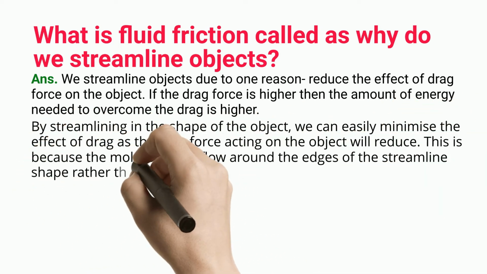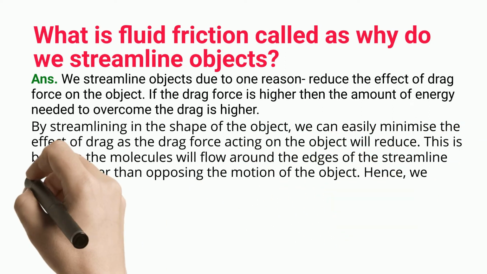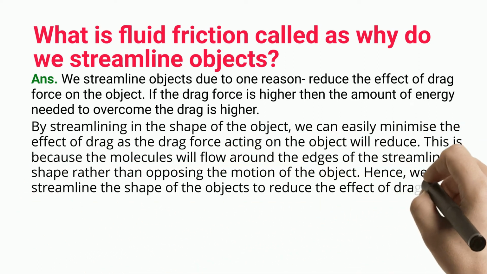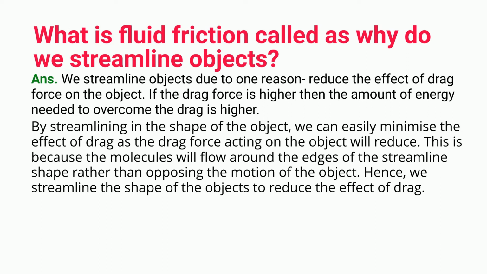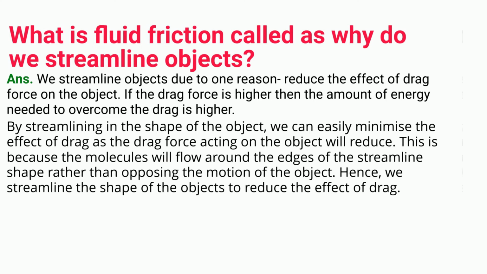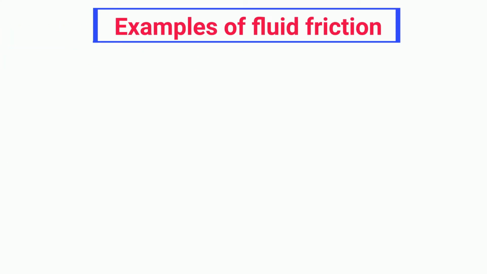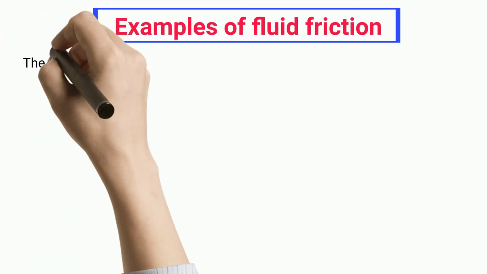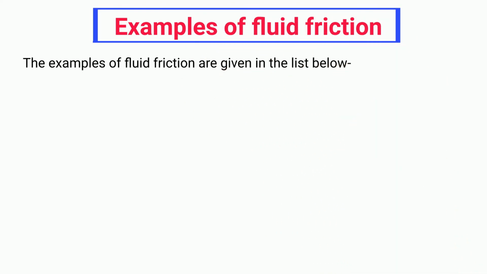This is because the molecules will flow around the edges of the streamlined shape rather than opposing the motion of the object. Hence, we streamline the shape of objects to reduce the effective drag. Examples of fluid friction. The examples of fluid friction are given in the list below.